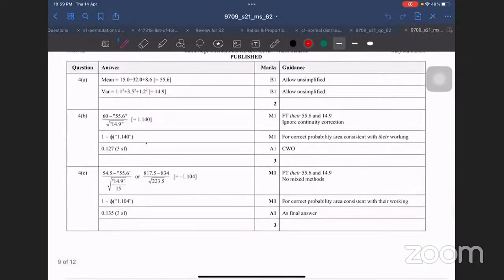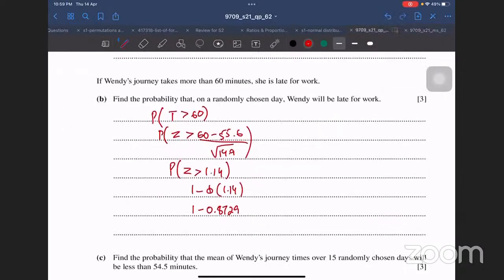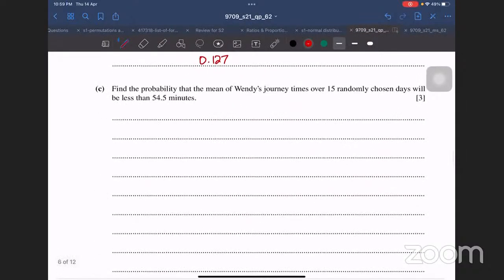No, I'm fine. Oh, I was looking at the wrong answer. 0.127 is fine. Then it says find the probability that the mean of Wendy's journey times over 15 randomly chosen days will be less than 54.5.